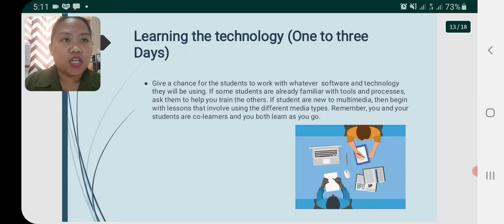Learning the technology, 1 to 3 days ang kailangan yan. Give a chance for the students to work with whatever software and technology they will be using. If some students are already familiar with tools and processes, ask them to help you train the others. If the students are new to multimedia, then begin with lessons that involve using the different media types. Remember, you and your students are co-learners and you both learn as you go. Yun po.